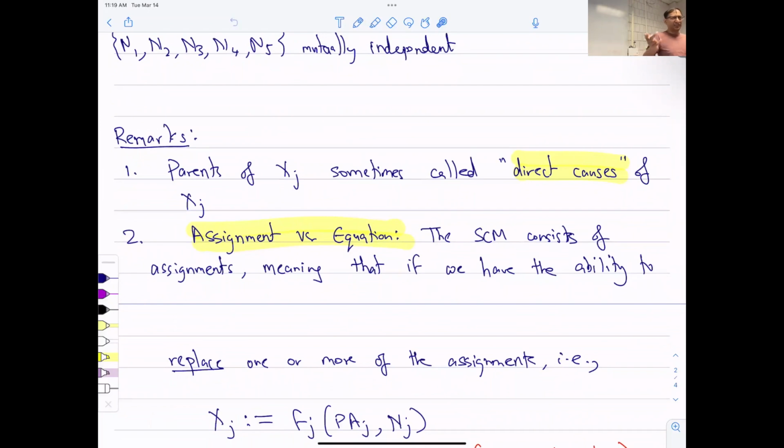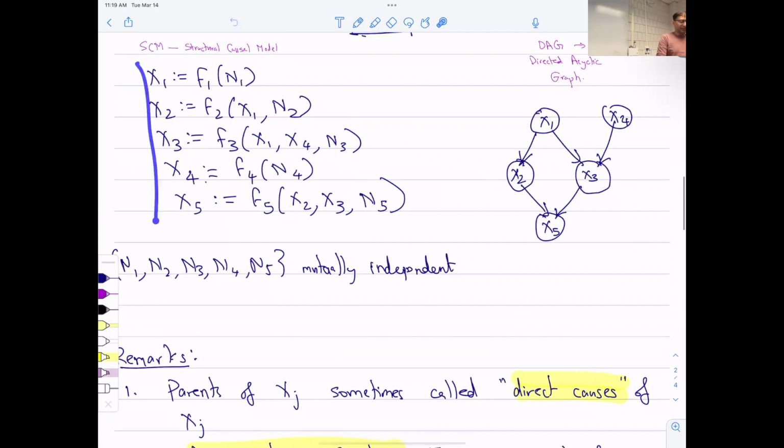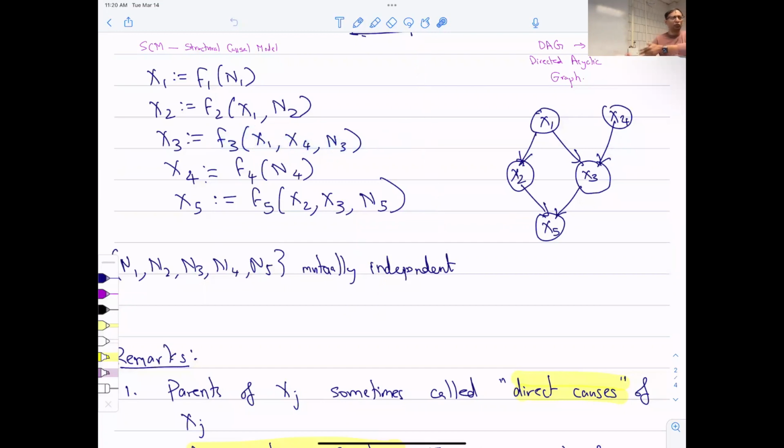So what is an assignment versus an equation in a structural causal model? These are said to be assignments in the sense that I am allowed to change one or more of these equations, and these are called interventions. I can take this equation and change it, for example. I can say that I will replace this by a constant A, say. What does that mean? If I replace this by a constant A, the model changes. That means I've basically deleted this edge, and set this to A. It's a new model. As soon as I change one of these structural equations, it induces a new model and a new joint distribution.